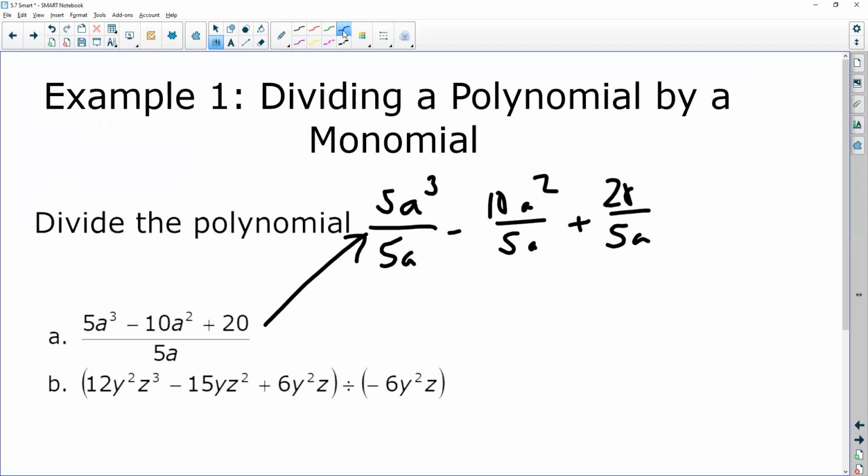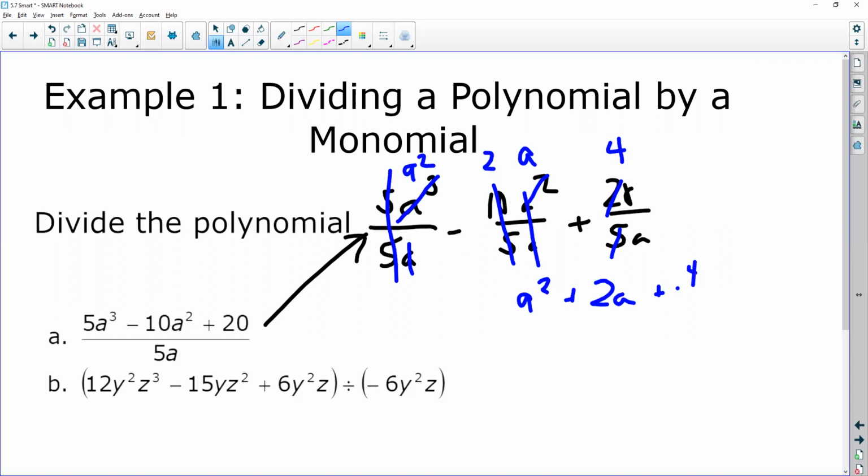So in the first fraction, the 5's cancel, the a on the bottom cancels, and I'm left with a squared on top. In the second fraction, 5 goes into 10 twice. A squared over a just leaves 1a. And then in the last one, 5 goes into 20 4 times, and there's an a left over on the bottom. So I'm going to get a squared minus 2a plus 4 over a. It's not pretty, but it's the answer. You don't have to love the answer for it to be correct.